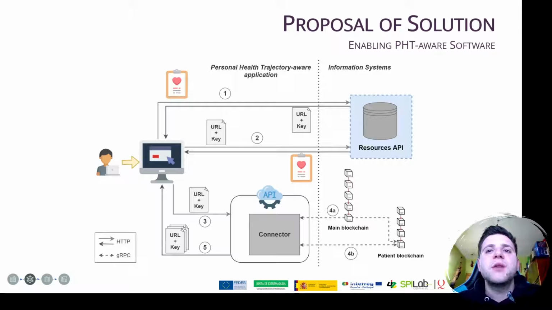In this sense, we define a procedure that personal health trajectory aware systems and applications must follow in the use of the proposed components. The personal health trajectory aware application interacts with the resources API to retrieve and store documents using the reference that it obtains from the patient's personal health trajectory stored in her blockchain. This last is transparent for the application thanks to the use of connectors for the abstraction of the interaction with blockchains.